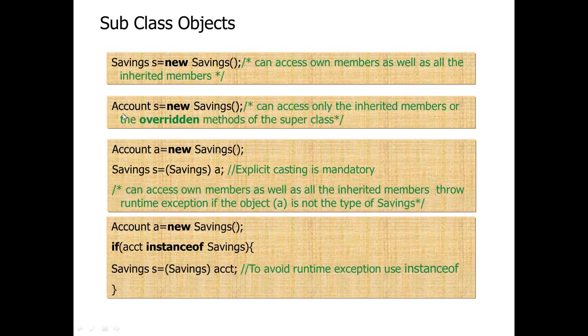And here what I am doing is having an object of the savings class but with the reference of the account class, and this will not allow me to access the methods which are available in the subclass. You can access methods which are inherited or overridden methods. If you have overridden some methods, you can access those, but you cannot access the subclass methods directly.